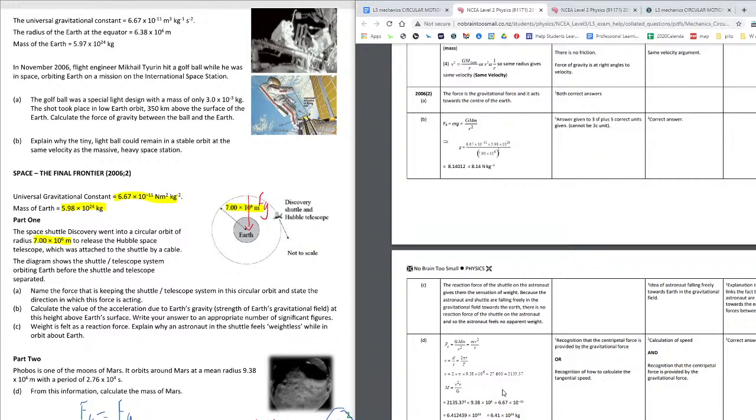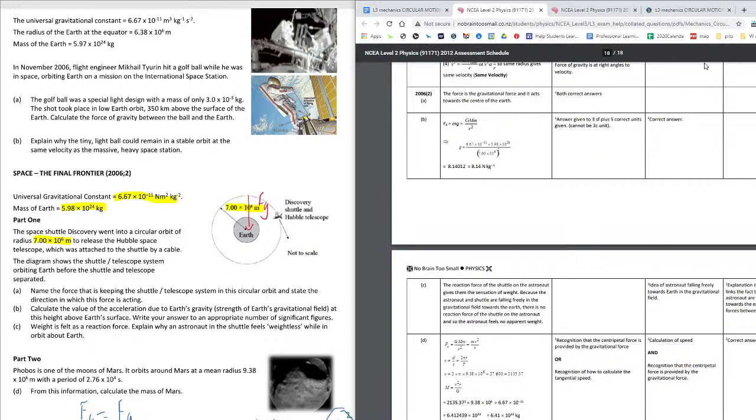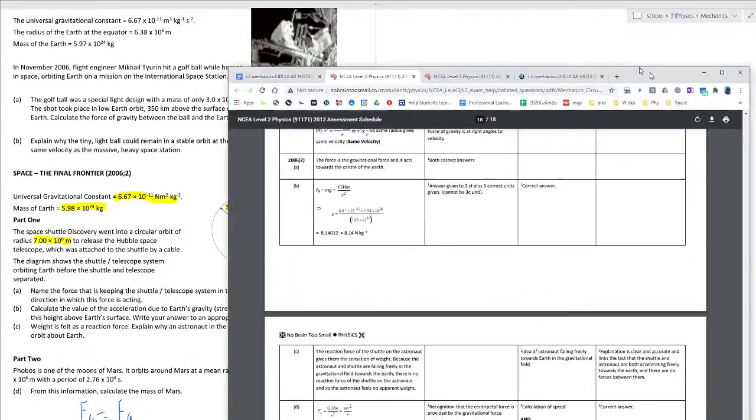Oh, hold on a second. I've got the last one wrong. Why have I got the last one wrong? Fc, m equals v squared over r over g. Got that right. I've made a calculation error somewhere.